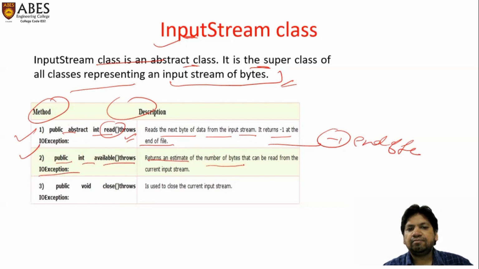Second thing is public int available() throws IOException. It returns an estimate of the number of bytes that can be read from the current input stream. Third thing is public void close(). It closes the current input stream.